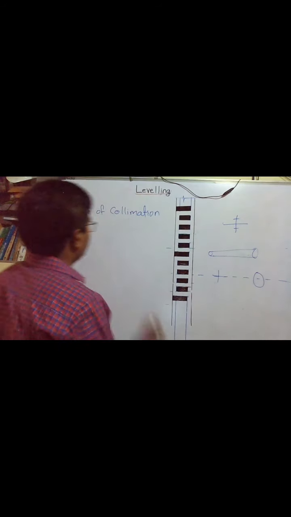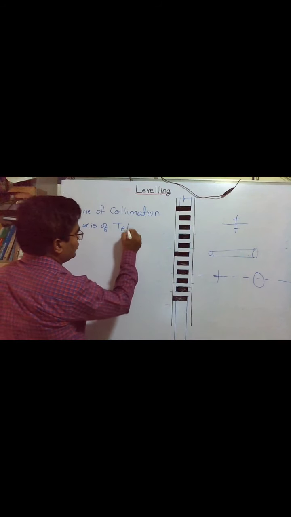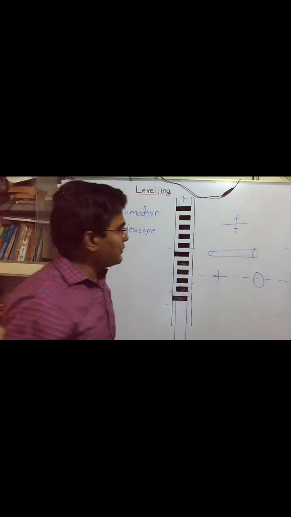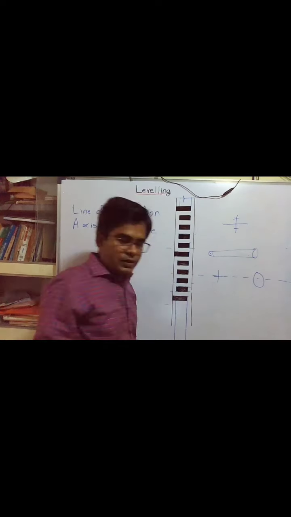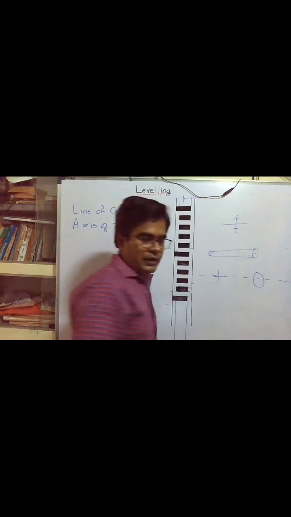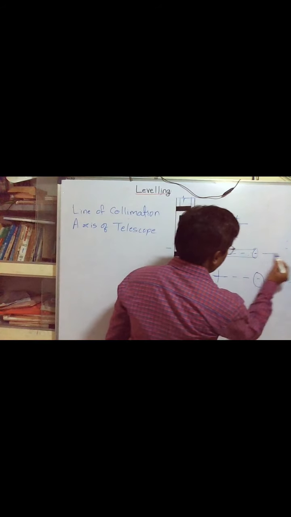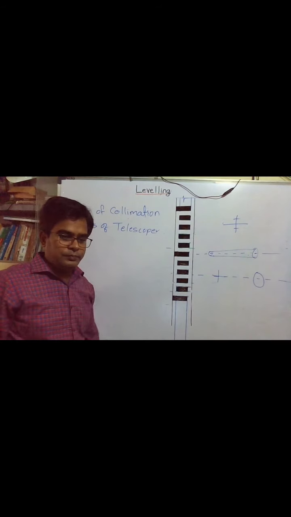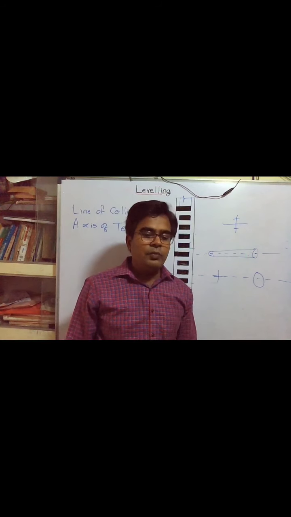Okay, next definition is axis of telescope. This is nothing but the line passing through the optical center of the eyepiece. Here is the eyepiece, that is the optical center of that eyepiece, and the optical center of the object glass, and its continuation. The line passing through the optical center of the eyepiece and the optical center of the object glass is called axis of telescope.